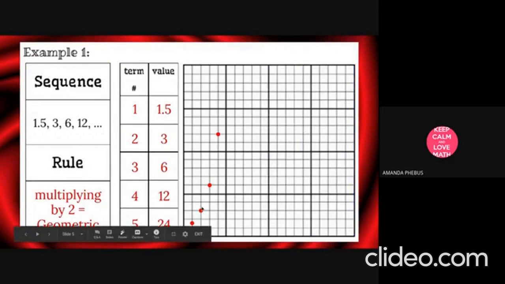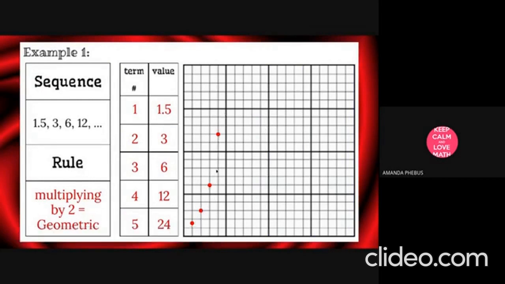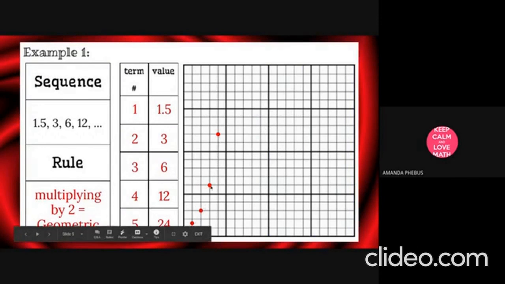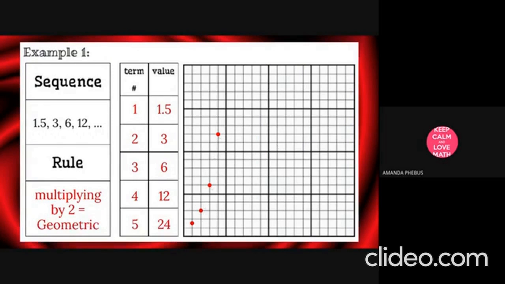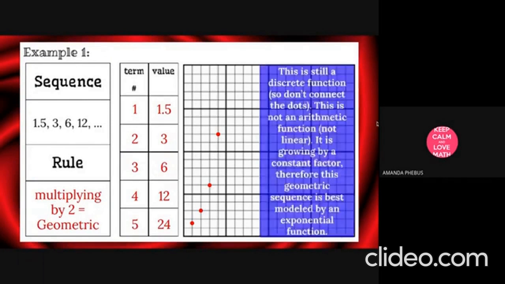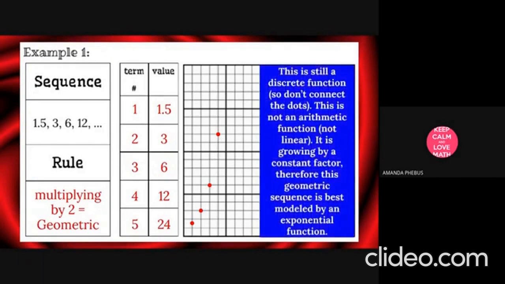But if you notice, I can't connect these with a straight line. I don't want to connect them with anything right now, but it's definitely a curve. You see that? Definitely a curve. So that's why we have to model it with something that's not necessarily linear. We're going to go with exponential. So this is still a discrete function, so don't connect the dots.